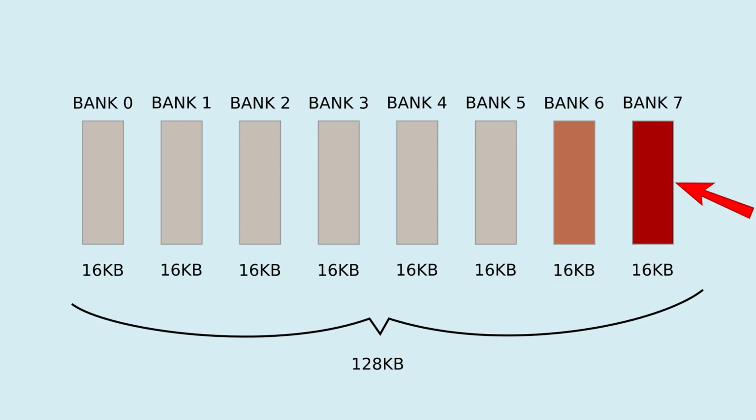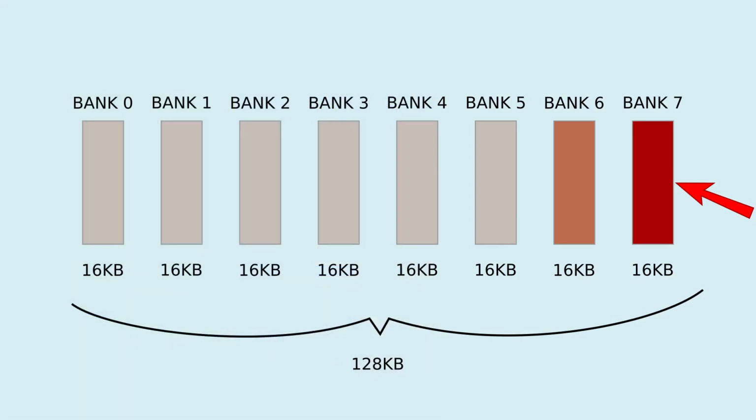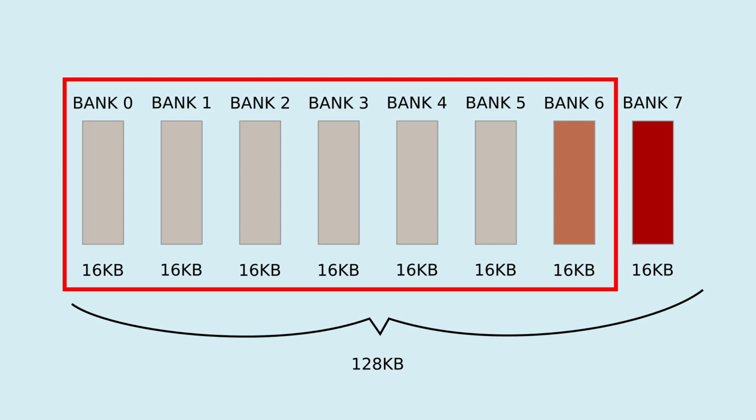The last 16 kilobytes, or bank 7, is always available thanks to the wiring of the 7432 chip. This bank should contain your game's main logic, like your engine and some important constants. The second bank could be used, for example, for your level, and it could be swapped with the other 6 banks.